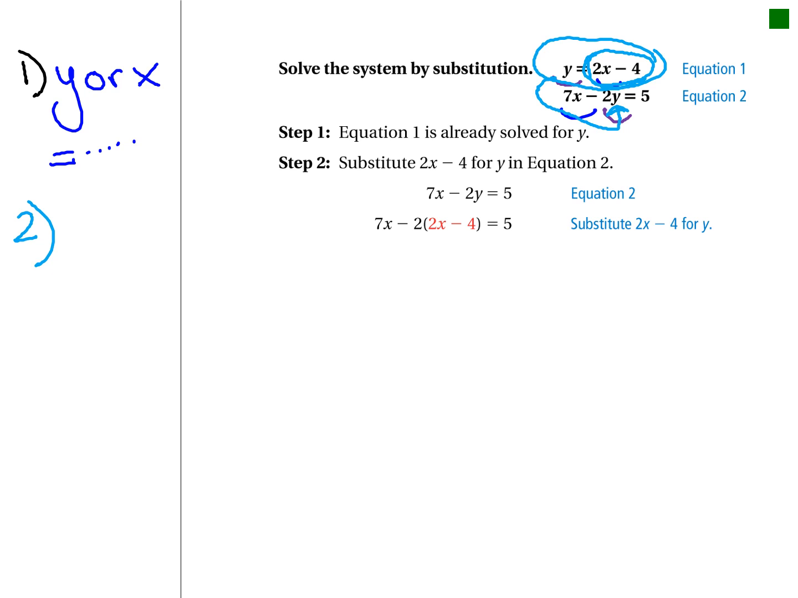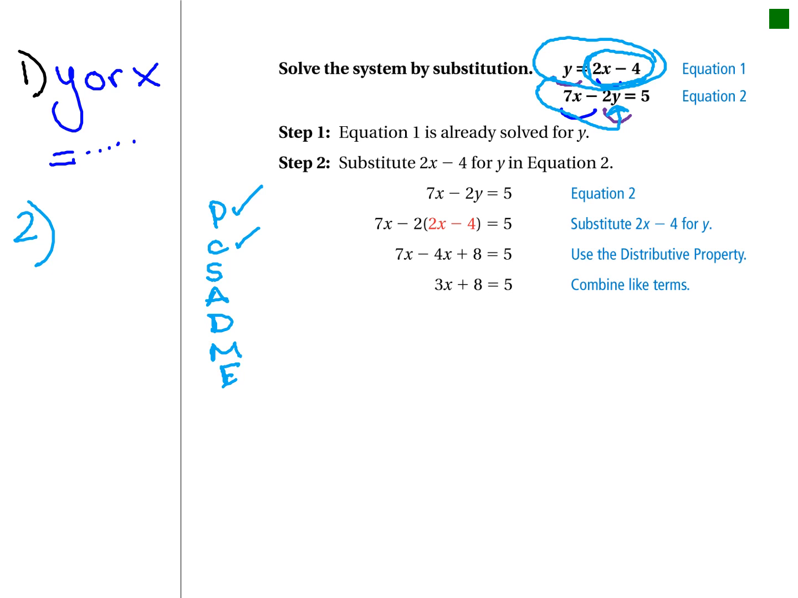Now we're going to go through what we know on how to solve equations with one variable. That means we're going to go through PEMDAS, meaning parentheses. Do we have parentheses to undo? Yes, we do. So the next thing we need to do is the distributive property. Do we have any like terms to combine? Yes, we do. So we are going to combine our like terms.